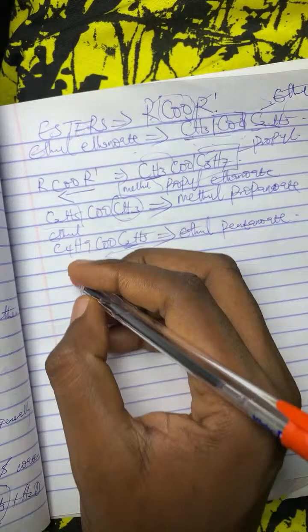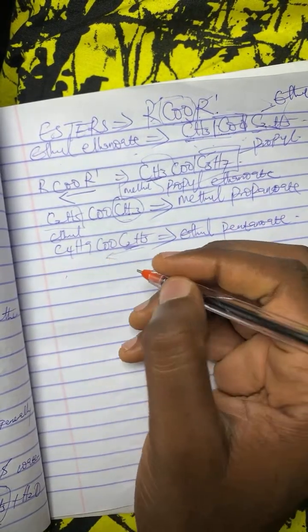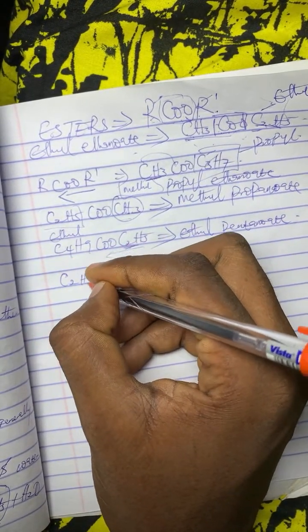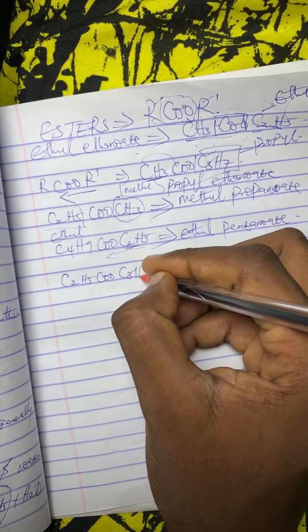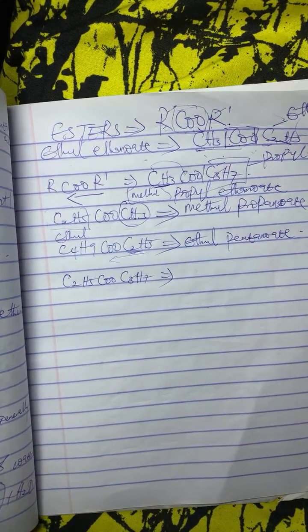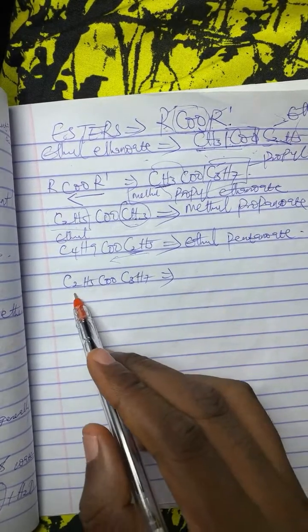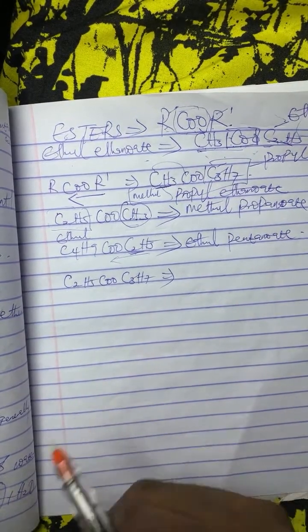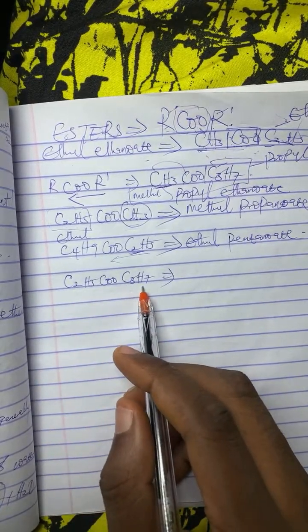Now, let me ask you this question. What if you have something like this, C2H5COOC3H7? Give me the name. What will be the name here? Let me know those that are following. If you have C2H5COOC3H7, what will be the name now?